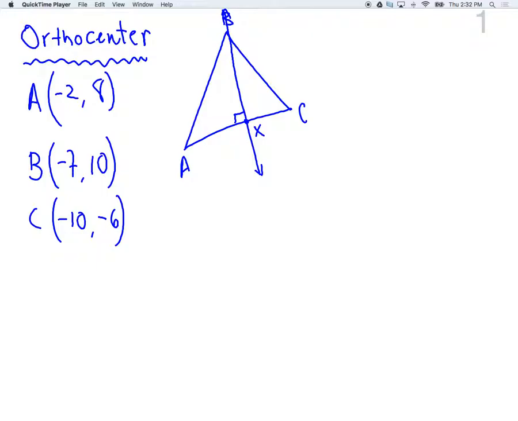Sarah, how do I find the equation of that line BX? You can take the 2 points A and C and find the slope of that line. Stop there a second. Hold on. I can't plan that far ahead. All right. A little slow on the uptake here. So slope of AC is 8 minus -6 over -2 minus -10, which is 14 over 8, which is 7/4.